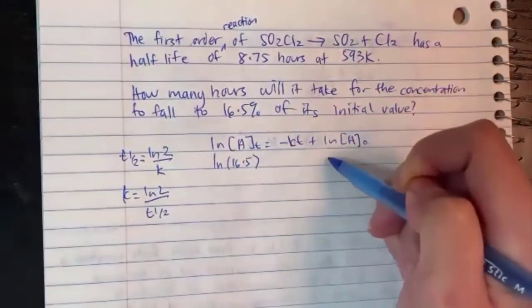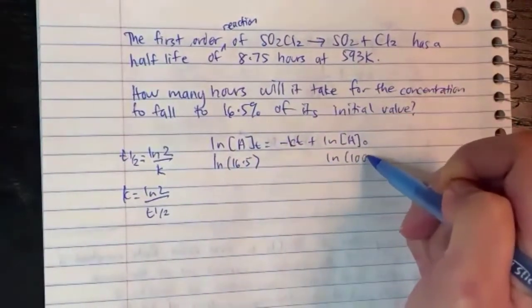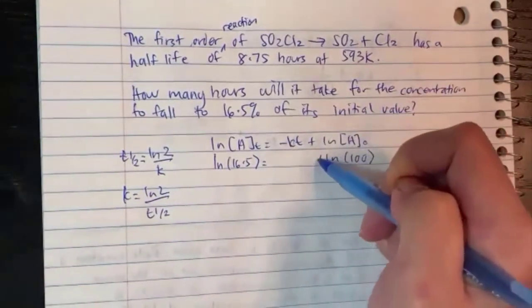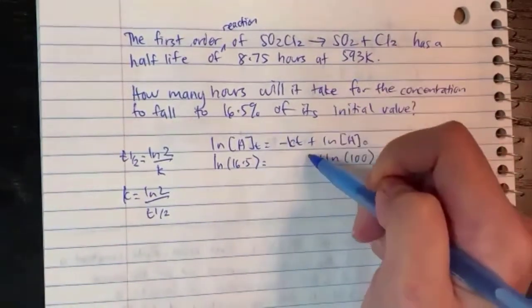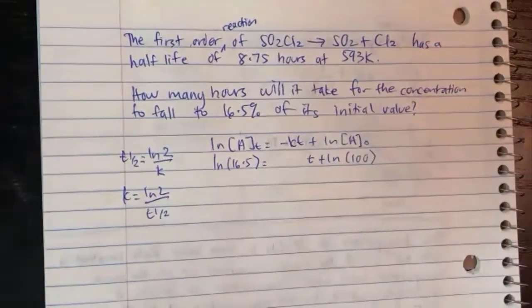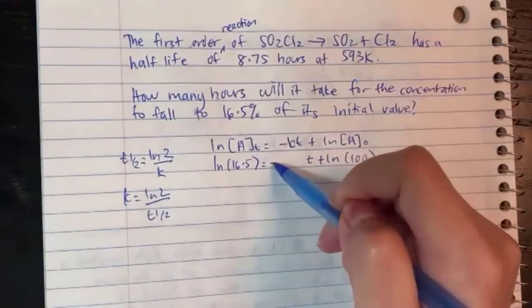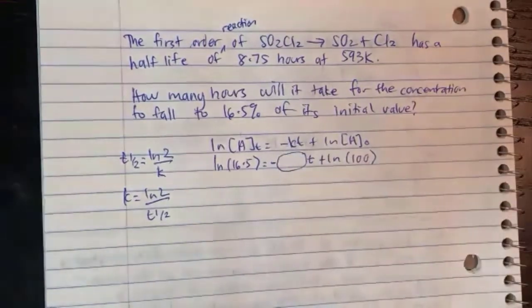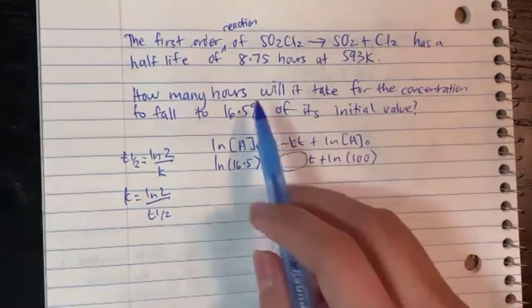And then I'm going to put 100 right here. Okay. And then we have to put in t, which is what we're looking for. We don't know what the time is. And they did say the time will be in hours. So we want to make sure our negative k, whatever we plug in, should be in hours as well. Okay? Because they ask for how many hours.